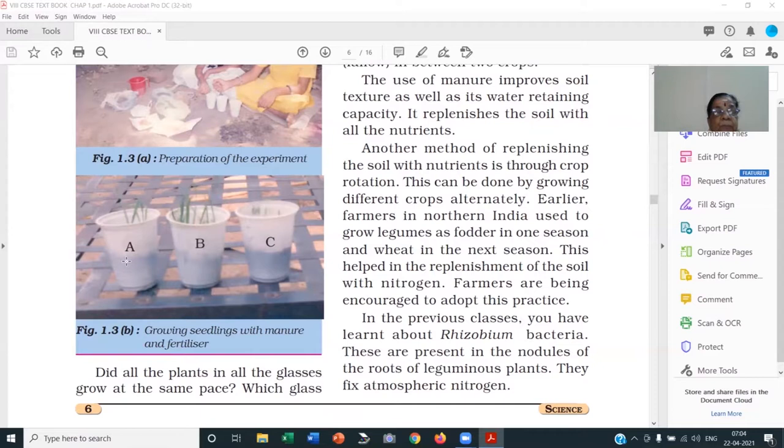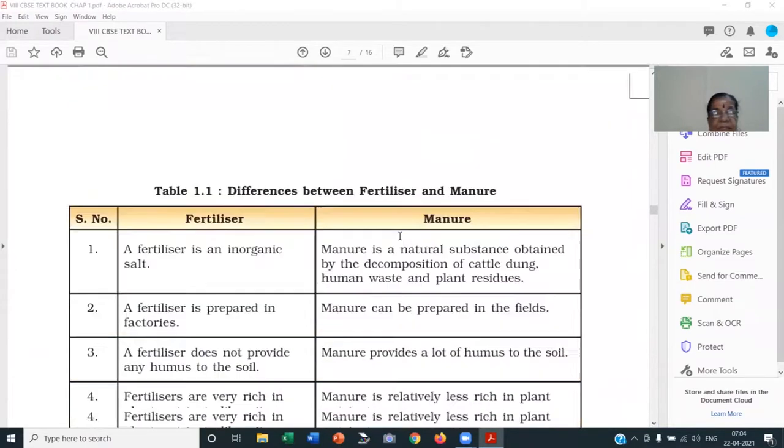In tumbler A, it is manure, so it is slow in action, whereas tumbler B has fertilizer, so it is faster in action. So this is growing seedlings with manure and fertilizers. Tumbler C will have very slow growth, because it only has the nutrients already in the soil. So this is for manure and fertilizers.